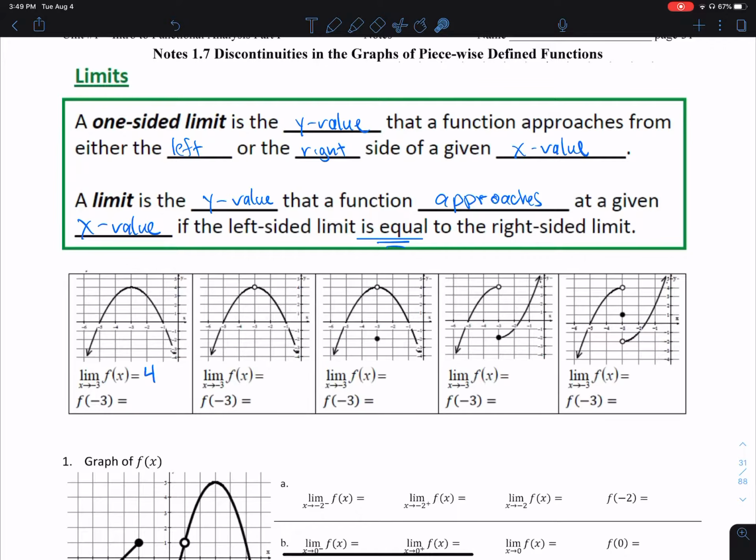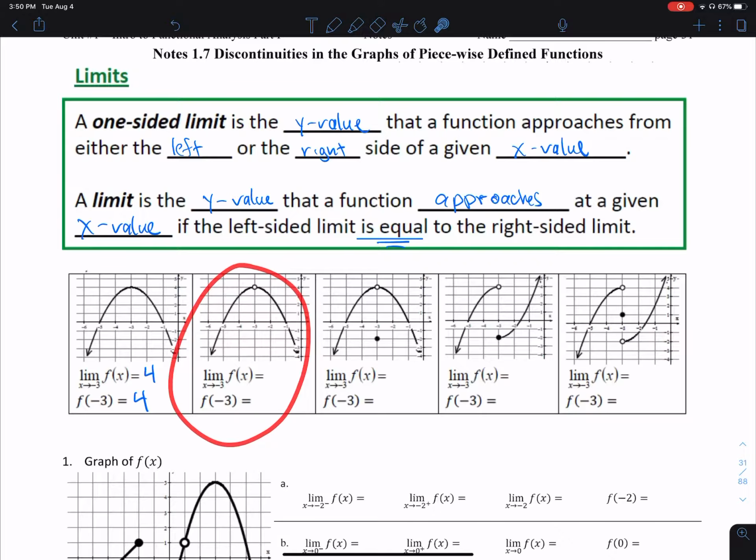Not to be confused with this question. This question is, if x is -3, what is the y value? When x is -3, y is 4. Now those happen to be the same answers, but they don't have to be the same answers. Once again, difference between these two questions. This is asking what is y. This is asking what is y getting closer to.